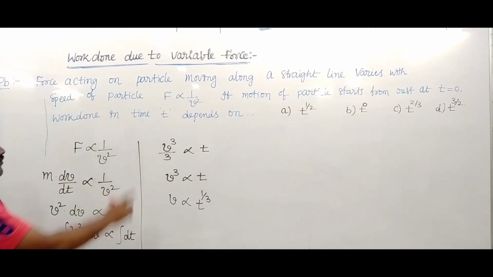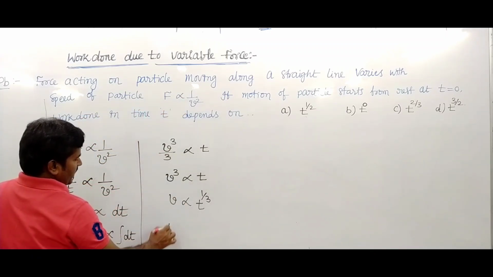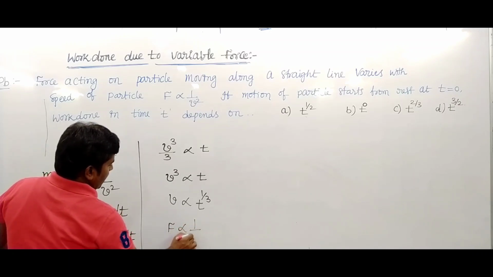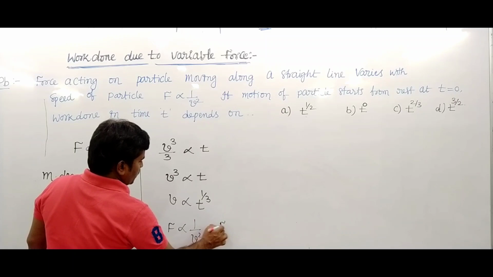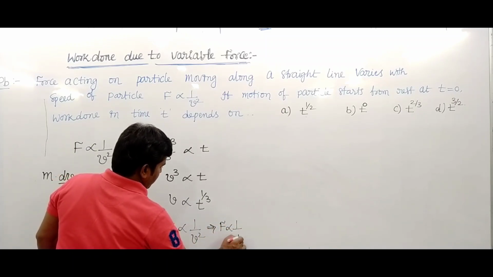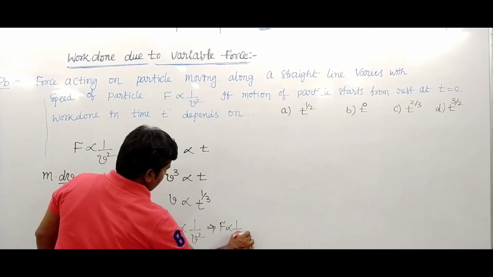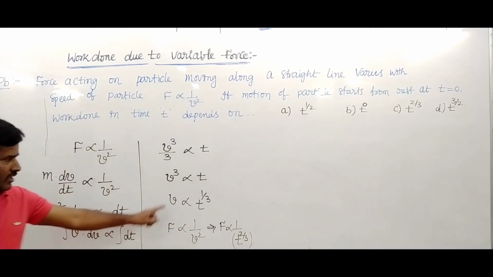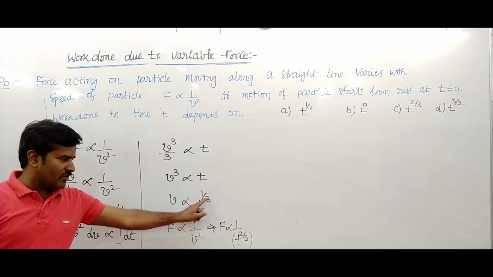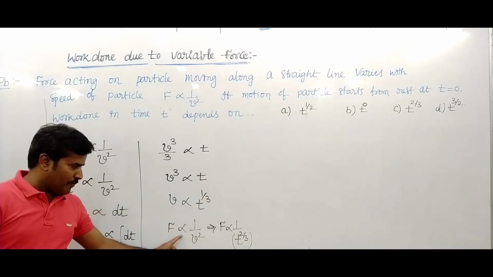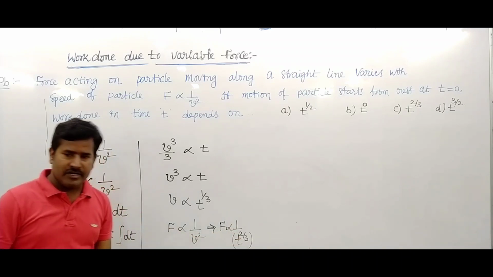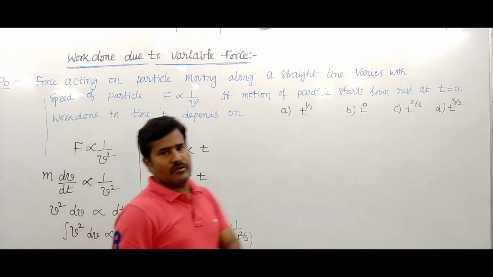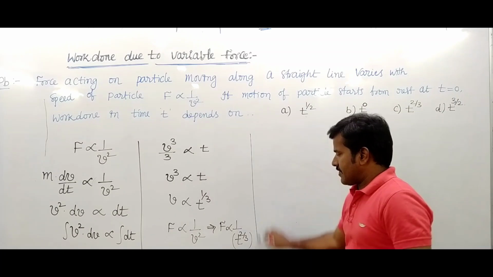You know that force is proportional to 1 by v square. F proportional to 1 upon v square is written as t power 2 by 3. Since v is directly proportional to t power 1 by 3, F is proportional to 1 by v square, that means 1 upon t power 2 by 3. This is the force.